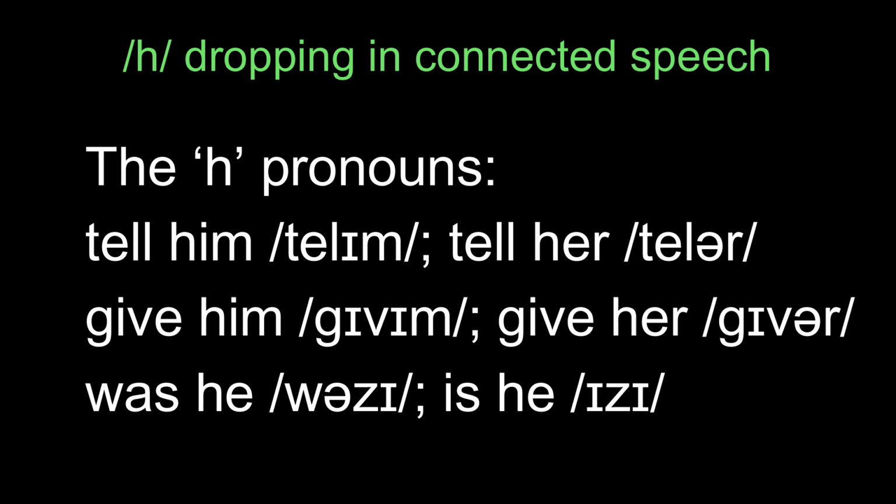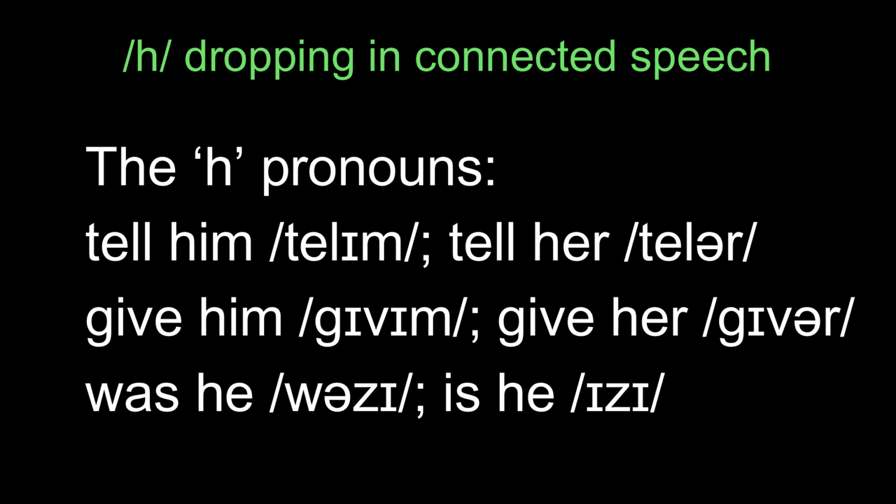Once the H is dropped, we need to connect the remaining vowel with the consonant sound that comes before it. By connecting them, the two words sound like one word. These are examples where H is dropped. The H pronouns. Tell him, tell her. Give him, give her. Was he, is he.